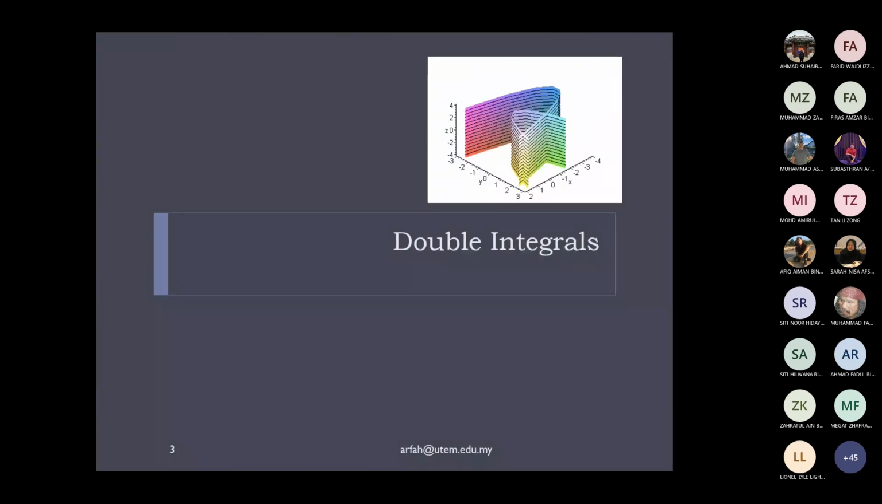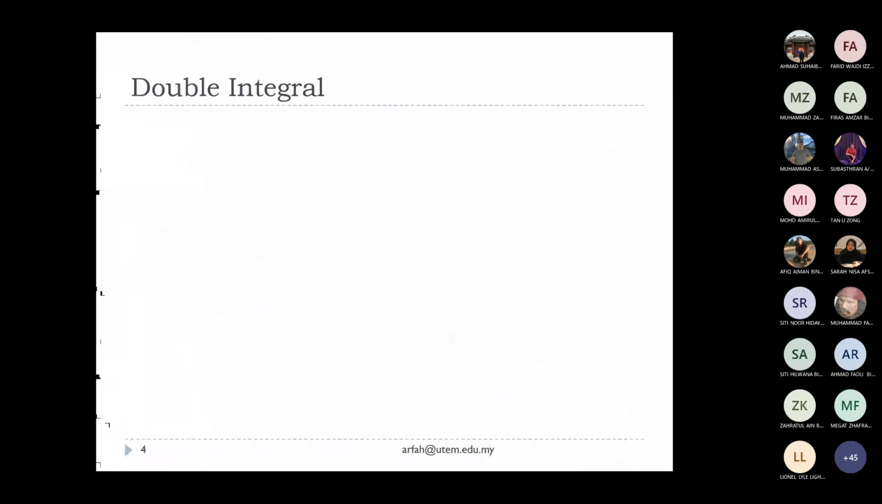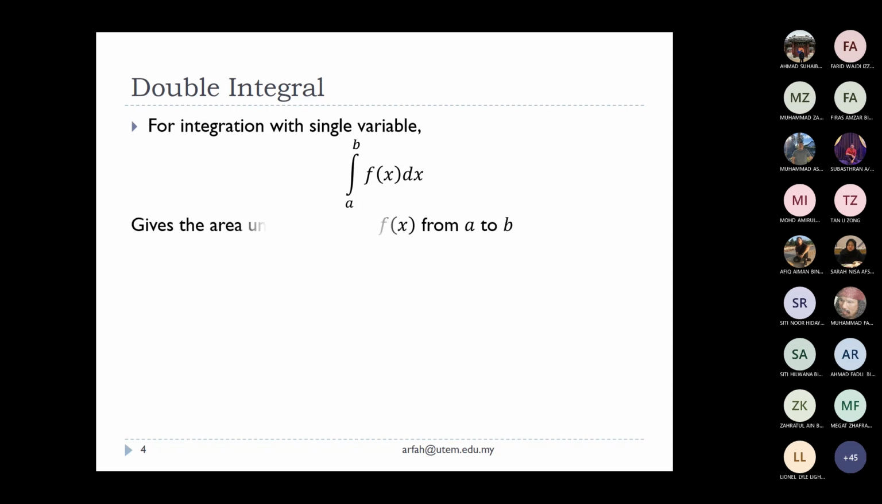The first one is about double integral. Then we are going to see, for integration with a single variable, you are going to denote the integration for the function f of x with respect to dx, taking the integration from a to b. Okay. So in this case, taking the integration of a function is actually we are going to find the area under the curve of f(x) from a to b.